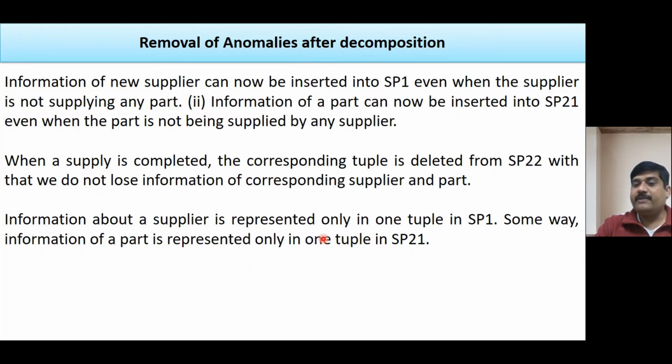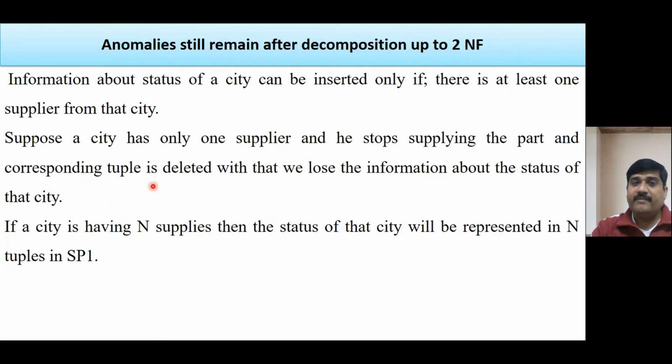Why? Because the good design principle is we should keep one fact in one place. In the same way, information of the part is represented only in one tuple in SP21. So after decomposition, we remove the anomalies. And as you know, through normalization, we reduce the redundancy and remove the various anomalies. But anomalies still remain after decomposition up to second normal form.